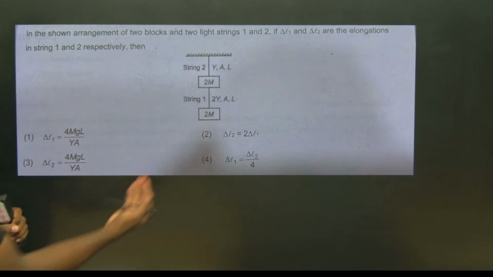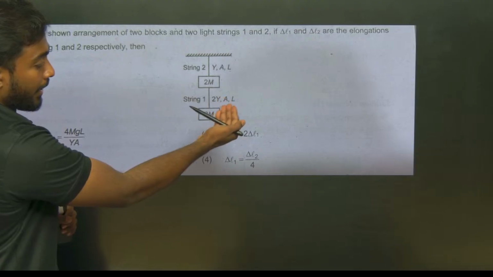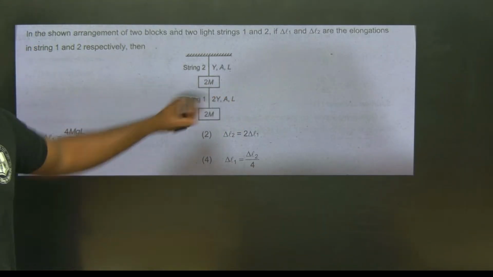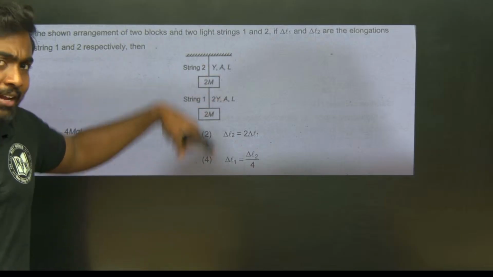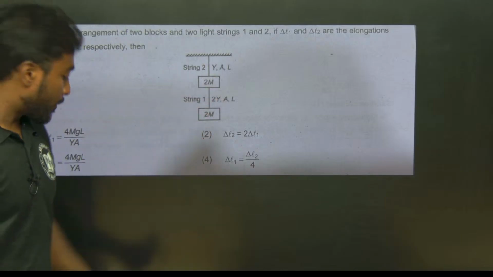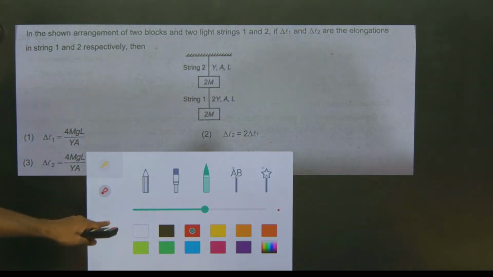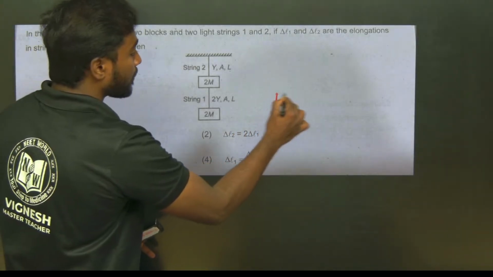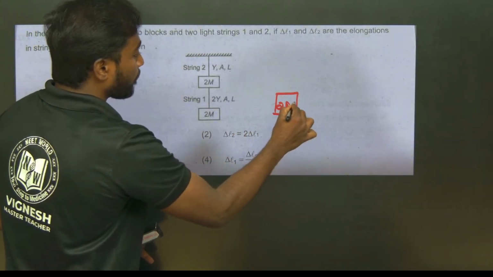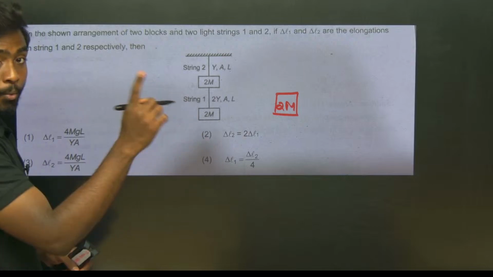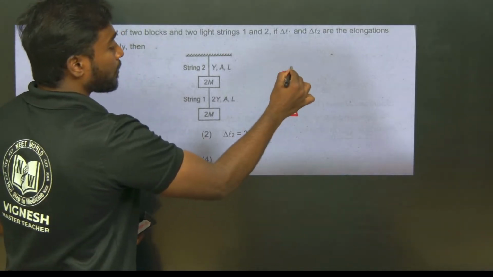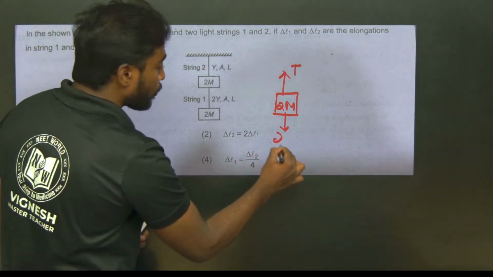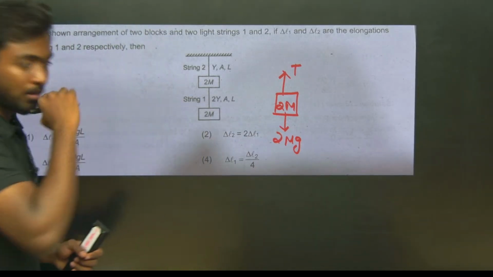For string 1, Young's modulus they have given, area and length they have given. So force in the sense tension is the force, right? Here string is there, so tension will be my force. So if I draw the free body diagram here, now for this 2m, for the down string 1 block. Okay, this is the string 1. So tension, this is my weight, now 2 mg.